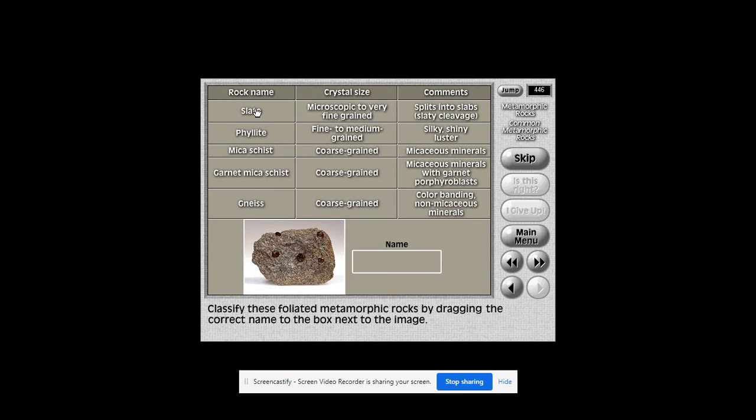Oh, look, a quiz! Fantastic. So we have to guess what kind of rock this is. Oh, look, we see garnet crystals. Oh, garnet mica schist. I'd say that's a pretty good guess. So this is a schist made of mica flakes that has garnets embedded in it. Ooh, look at that. That looks like a metamorphosed diorite. All of the minerals have been aligned parallel.